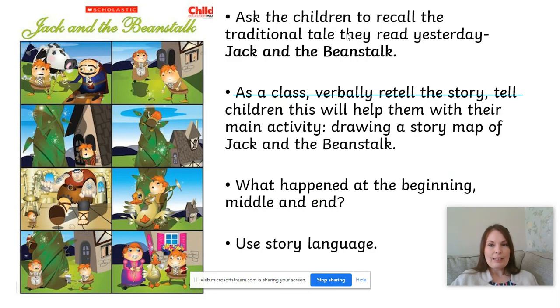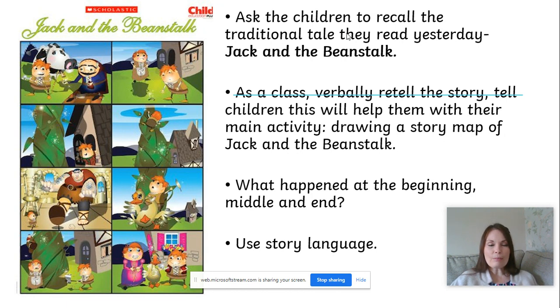Now, children, can you remember the traditional tale that you read yesterday of Jack and the Beanstalk? There are some pictures on my screen to help you if you need a little reminder. Now, as a class for the children in school, we are going to verbally retell the story. And we are going to do this to help us with our main activity.